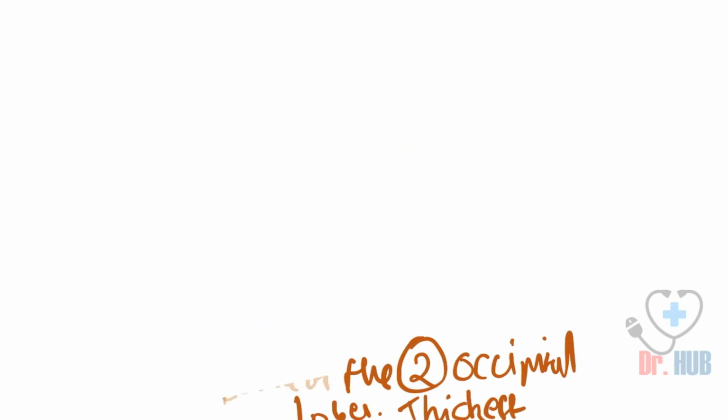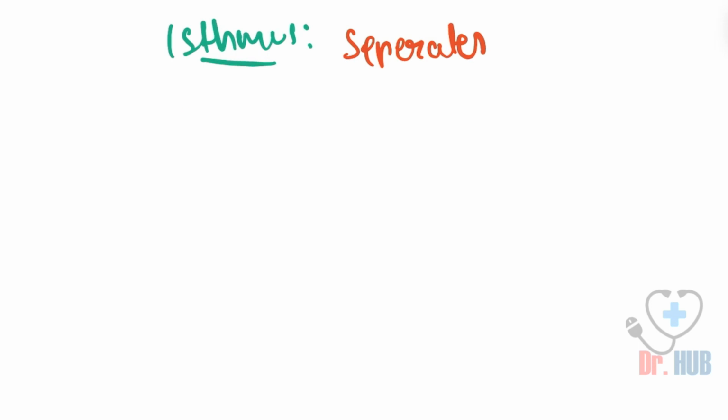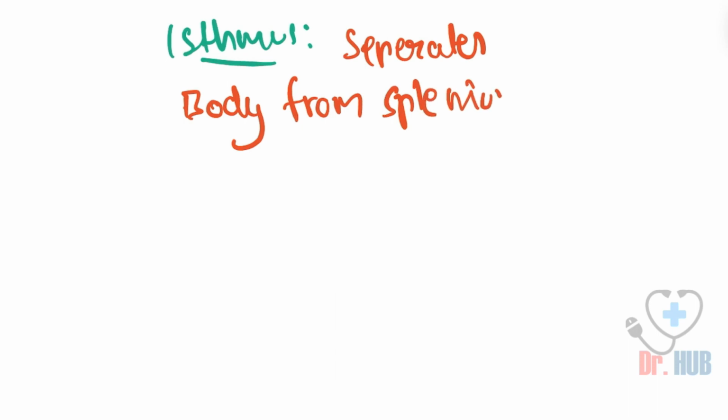Then we will look at the isthmus. The isthmus is a part which separates the body from the splenium. And then we are just going to have some explanations.